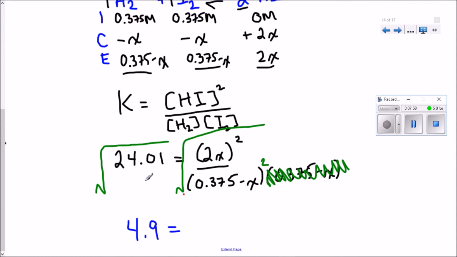So what I did here was take the square root of 24.01, which is 4.9. If we do the square root of this side, it's like taking a square root on the top and taking a square root on the bottom. 2x squared, we're just going to eliminate these squareds right here.